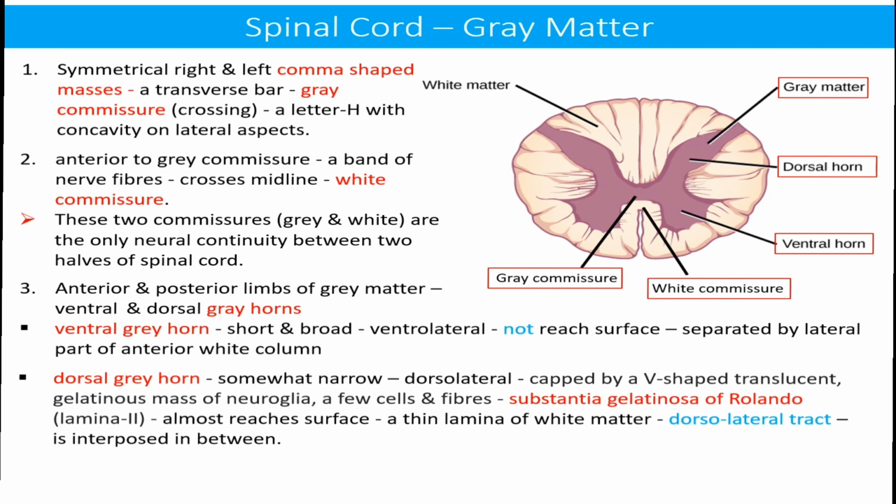Second is the dorsal gray horn, which is somewhat narrow and is directed dorsolaterally. It is capped by a V-shaped translucent gelatinous mass of neuroglia having a few cells and fibers. This is named as substantia gelatinosa of Rolando, which corresponds to lamina 2 of the gray matter. It almost reaches the surface, but a thin lamina of white matter, the dorsolateral tract, is interposed in between.